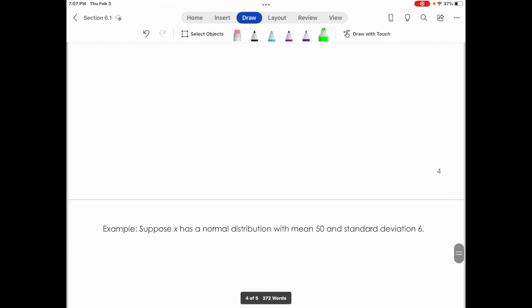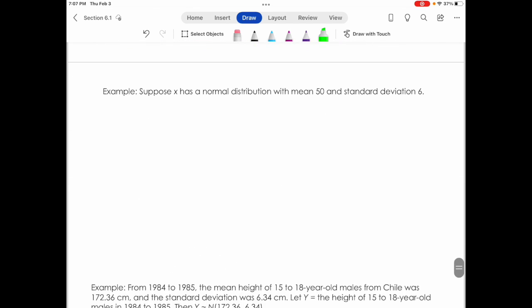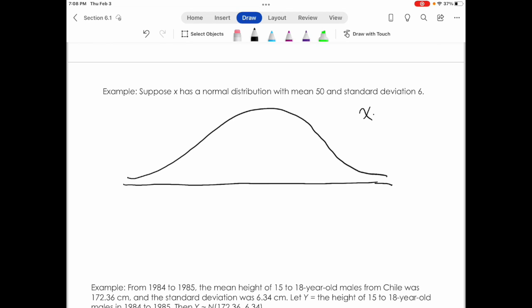Okay, now let's use this to answer these questions below. In the first example, it says, suppose X has a normal distribution with a mean of 50 and a standard deviation of 6. Let's draw our picture here. Now, if I wanted to write out the notation, it would look like this. Because it's a normal distribution, I would have the mean is 50 and a standard deviation of 6.